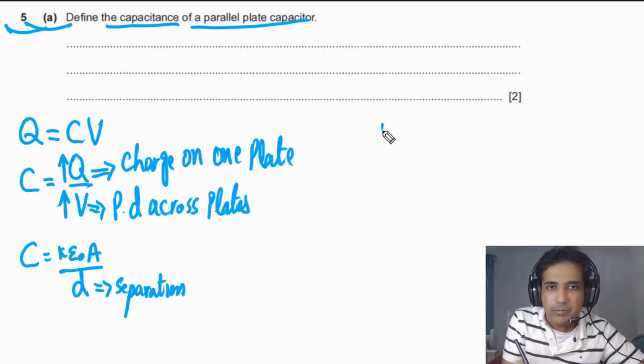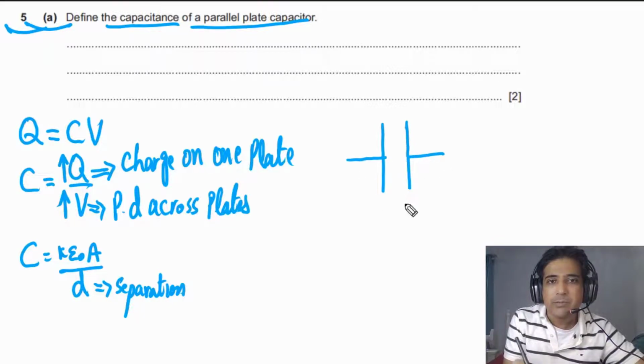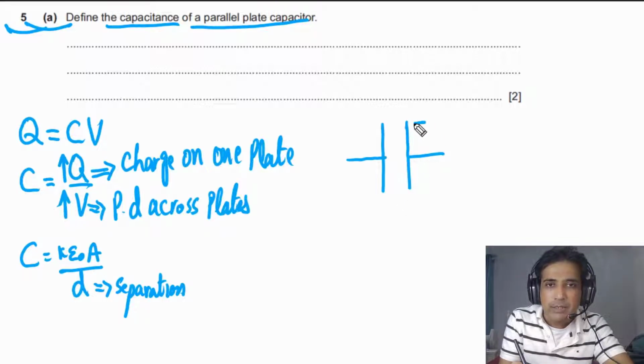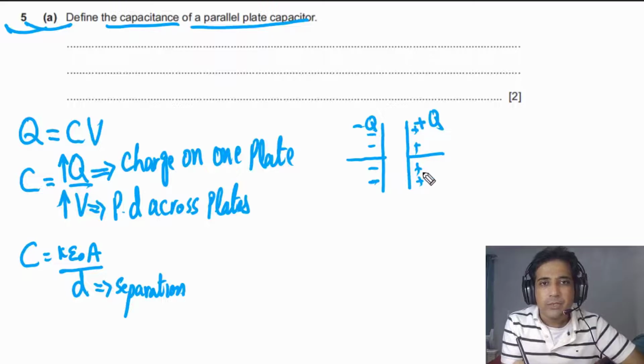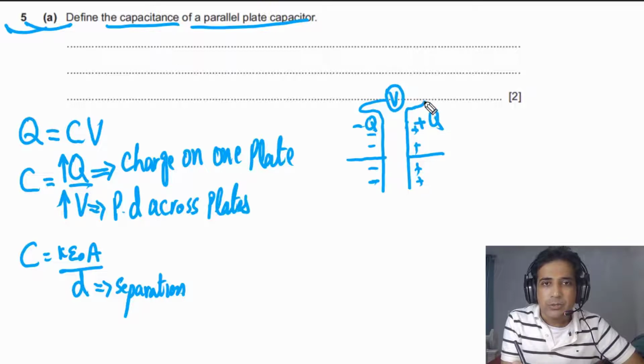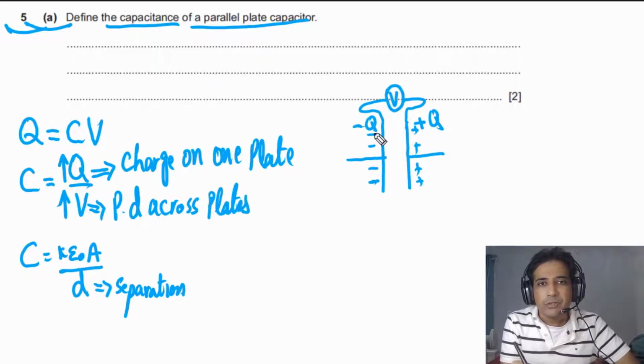Let me sketch a parallel plate capacitor here so you can see how it looks. This is a parallel plate capacitor, meaning simply we have two plates. Let's say the net charge on this plate is plus Q and the net charge on this plate is minus Q. So this Q is the charge on one plate only, and the magnitude of negative Q is equal to positive Q. We simply separate charges in a capacitor. V is the potential difference between these two plates. Simply you can draw your voltmeter here.